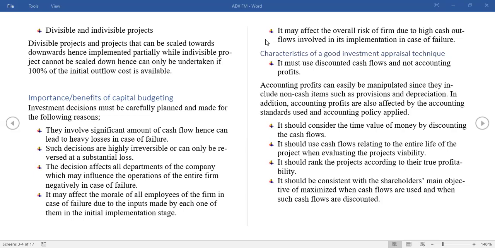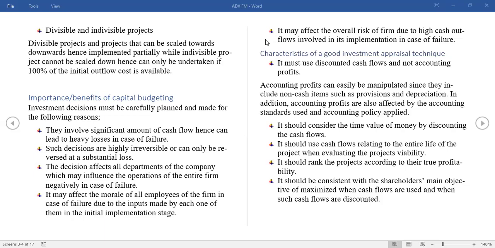So that is the aspect of divisibility. You can invest regardless of whether the remaining capital is enough, you can invest part of that capital in a certain project. But indivisible means if you cannot meet the initial outlay, then it is so hard for you to accomplish the mission of investing in the different types of projects. So if you cannot meet the initial outlay, then you can't invest in such projects.